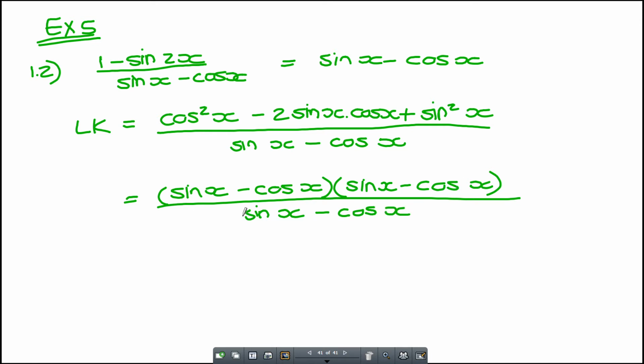Right. So now I've got one term at the top, one term at the bottom. So we cancel it out. So that whole thing with a bracket at the bottom. So my answer is then.